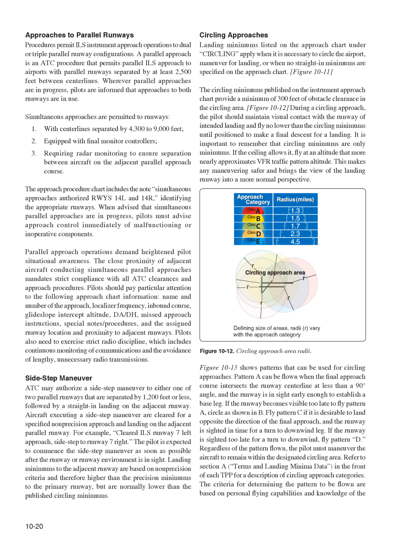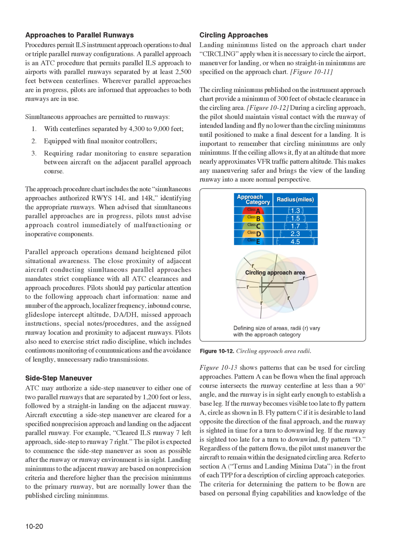Circling approaches: landing minimums listed on the approach chart under circling apply when it is necessary to circle the airport to maneuver for landing, or when no straight-in minimums are specified on the approach chart. Figure 10-11, the circling minimums published on the instrument approach chart provide a minimum of 300 feet of obstacle clearance in the circling area. Figure 10-12, during a circling approach, the pilot should maintain visual contact with the runway of intended landing and fly no lower than the circling minimums until positioned to make a final descent for a landing.